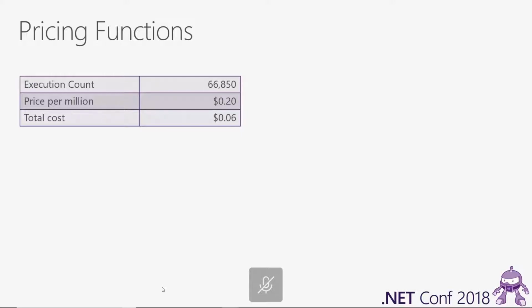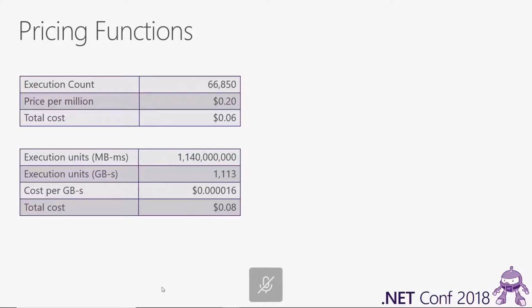That's not a difficult discussion that I then have to have with my wife. The other metric, of course, is the one I just mentioned, which is the function execution units. Now, I consumed 1.14 billion megabyte milliseconds, but you pay based on gigabyte seconds. And you pay a very, very small fraction of a cent per every gigabyte second. Bottom line is, on top of the 6 cents, I also have to pay 8 cents for the gigabyte seconds function execution units.